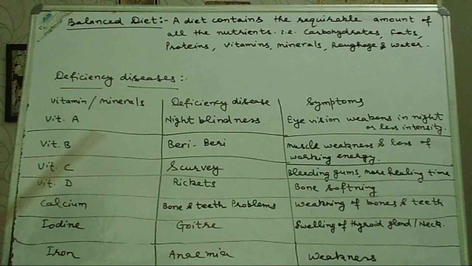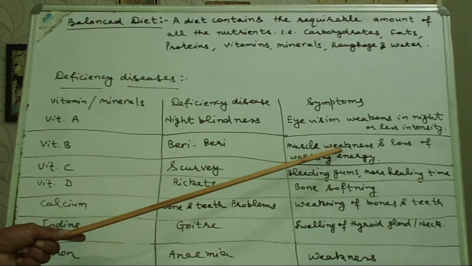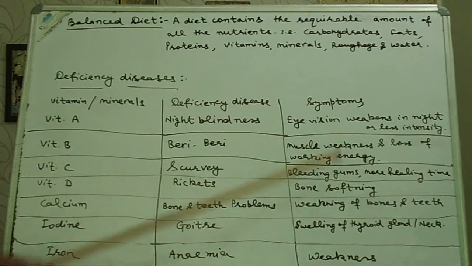Similarly, due to deficiency of vitamin B, beriberi can take place. The symptoms of beriberi are muscle weakness and loss of working energy. All these vitamins are present in most of the vegetables. We have to take green leafy vegetables that are more suitable for getting these vitamins.